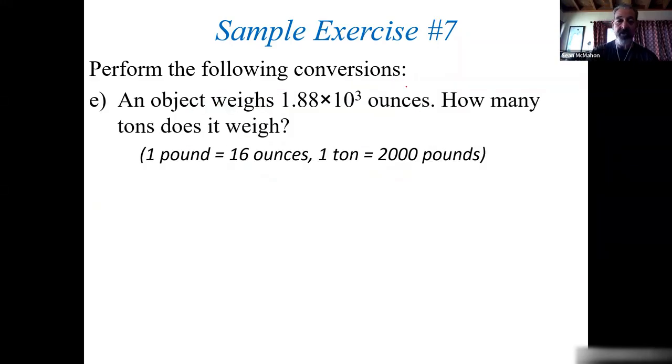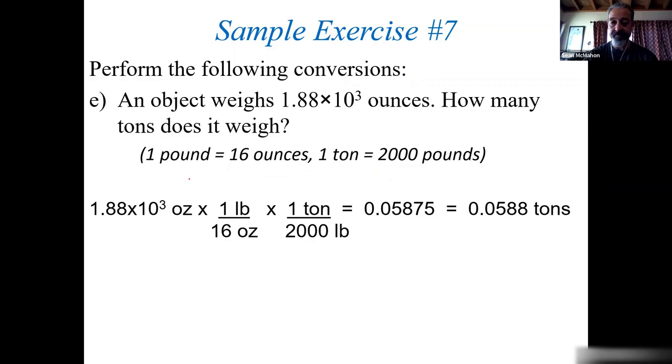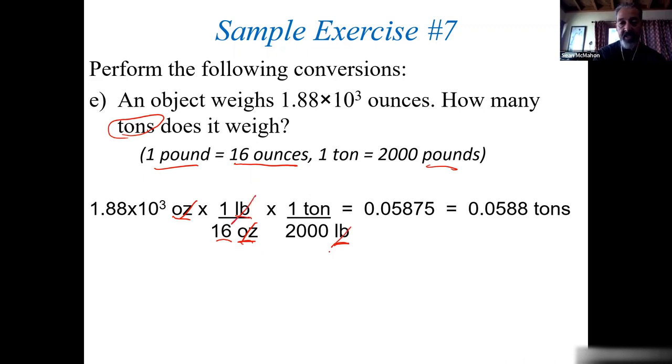So here we're still within our system, pounds to ounces, tons to pounds. So here I have an object. It weighs 1.88 times 10 to the 3 ounces. How many tons does it weigh? So I start with ounces, and they tell me there's 16 ounces in a pound. So I want to put ounces on the bottom to cancel it. 16 per pound, that cancels. Then I can go from pounds to where I want to go, tons. So pounds go on the bottom so that it cancels here. In this conversion factor, I'm canceling out pounds, and I'm left with tons.